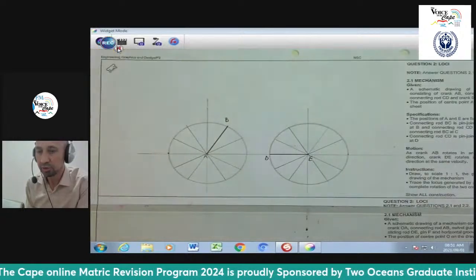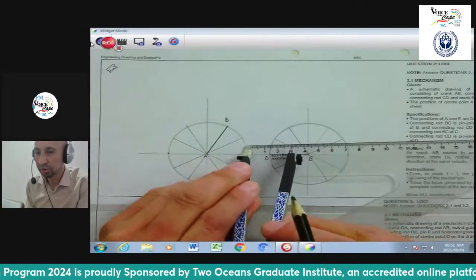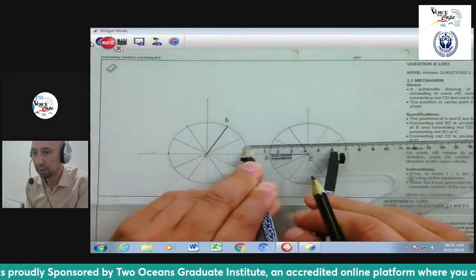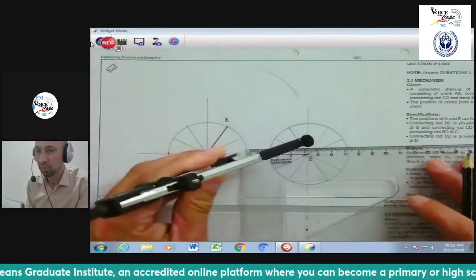And now you're going to take the rods, the sizes of the rods. And the one rod is, as you can see, I'm opening it up here. It is going to be 60, and I take it from there. Here's my one rod, 60.